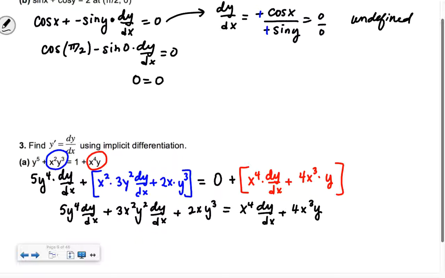So a lot of these steps I kind of do in my head, and you guys are going to get to the point where you're going to be able to do a lot of these steps in your head. So the next thing that I'm going to do is get every dy over dx term on one side of the equation. So I'm going to subtract x to the fourth dy over dx over.